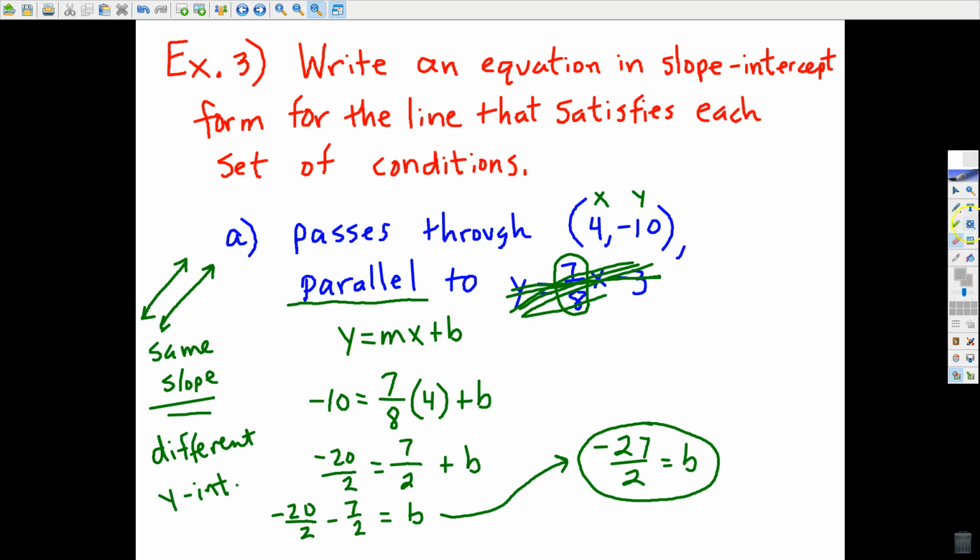Here it is. Okay, well, now that I found out what m is by looking at this equation, y equals 7/8 x, and now we just discovered what b is, negative 27 halves. And that would be the final answer for this problem, letter A.